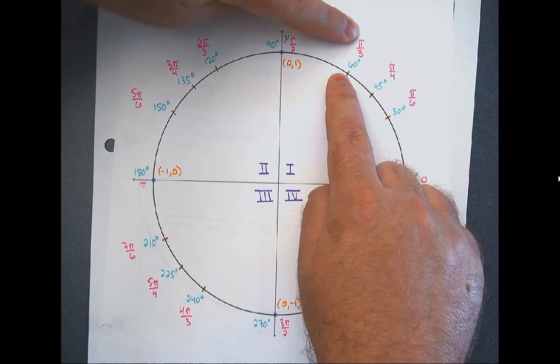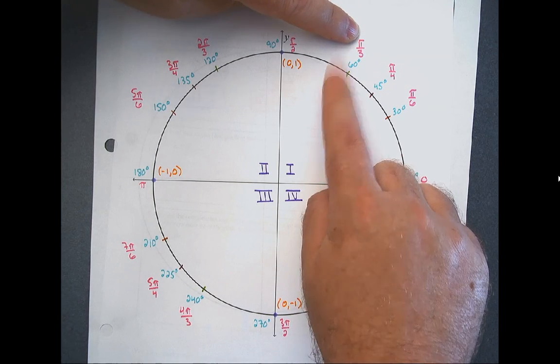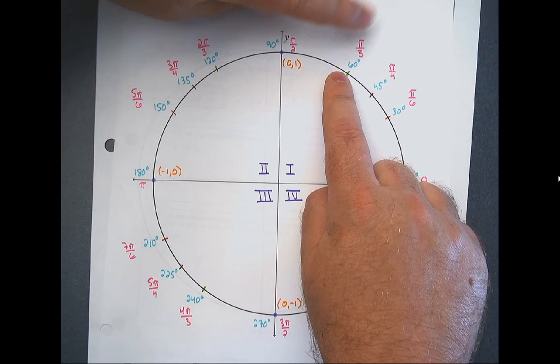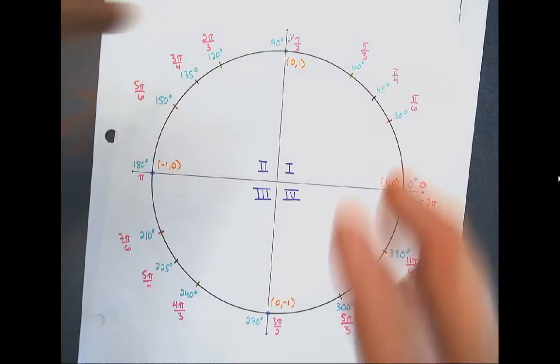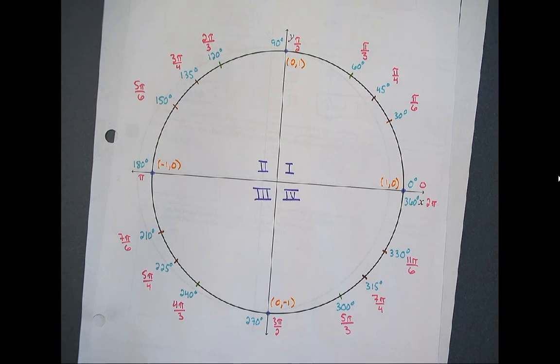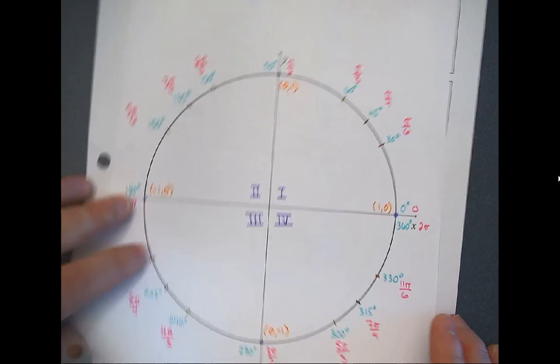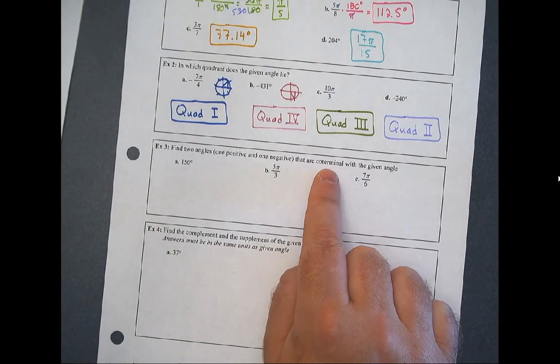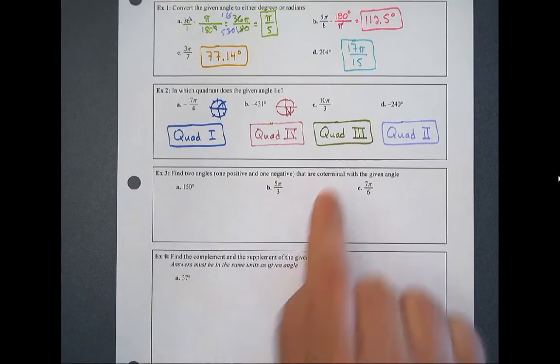So wait a minute, negative 5 pi over 3, 7 pi over 3, and pi over 3 all took me to the same location on the unit circle. That's what coterminal means. So I'm going to encourage you to pause here and write a little note to yourself. What does coterminal mean?